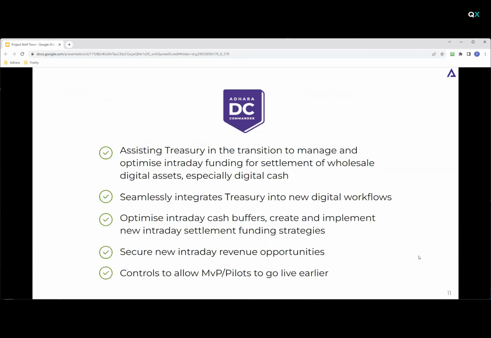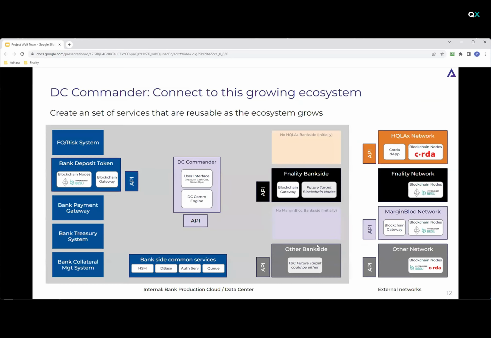It might be better to show this. So one of the products that we do provide is what we call DC Commander from Adhara, which basically does all of this. So assists treasuries to connecting, has some very nice integration tools, and then obviously allows them to do all of these benefits.